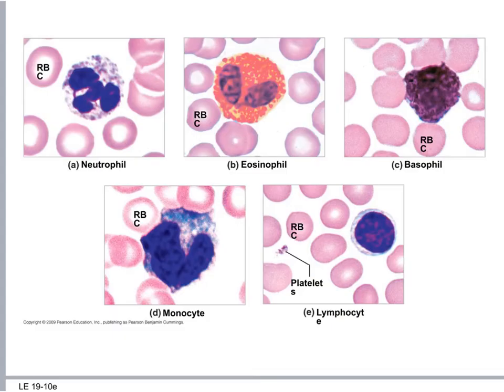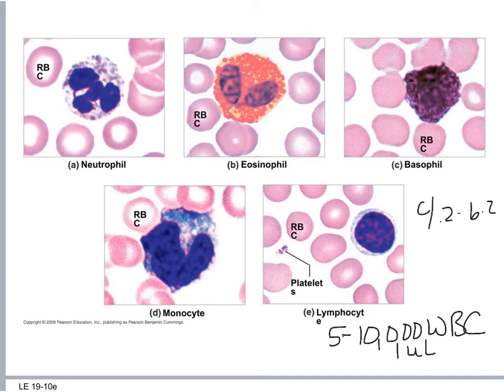All right, so now we're going to talk about white blood cells. And normal white blood cells, in 1 microliter of blood, there's about 5 to 10,000 white blood cells. Now that compares to 4.2 to 6.3 million red blood cells. So there's a whole lot more red blood cells than there are white blood cells, right? So when you're looking at a smear, you're going to see very few of these white blood cells.